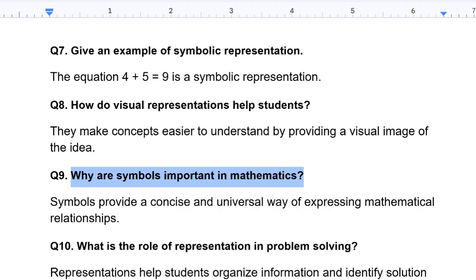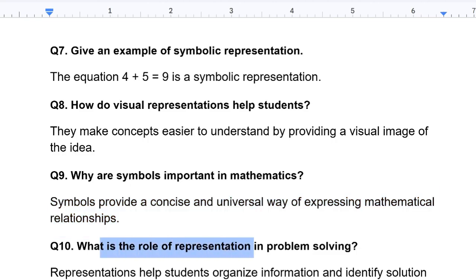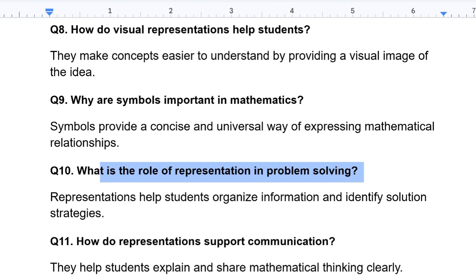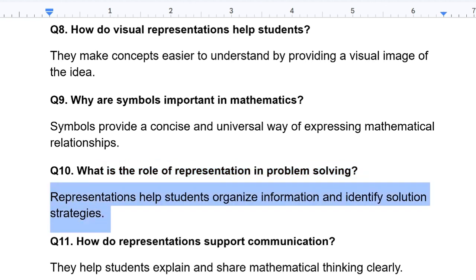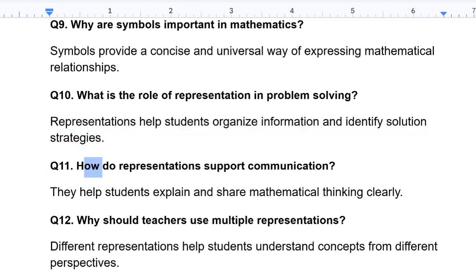Why are symbols important in mathematics? Symbols provide a concise and universal way of expressing mathematical relationships. What is the role of representation in problem solving? Representation helps students organize information and identify solution strategies.